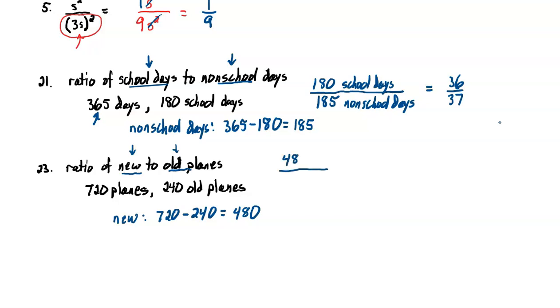There's 480 new airplanes compared to 240 old airplanes. Now reduce this. Some of you might recognize just mentally that this reduces to 2 over 1. If you don't recognize that, you certainly can make use of the calculator and reduce it on the calculator. There are 2 new planes for every 1 old plane. This concludes the answers to the assignment.